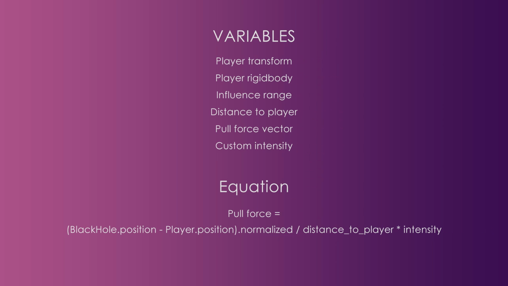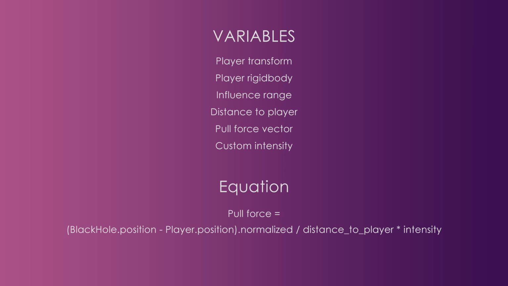In our variables list, we have a couple of items. The first thing we have is a reference to the player transform. We have a reference to the player's rigidbody so we can apply physics to it. We have an influence range variable, which I have made public so I can edit it from the inspector. We have two variables that are calculated each frame, and that would be distance to player and pull force vector. And finally, we have a custom intensity, which is just a utility variable so we can play around with the feel of the game, so we see what works best in our case.